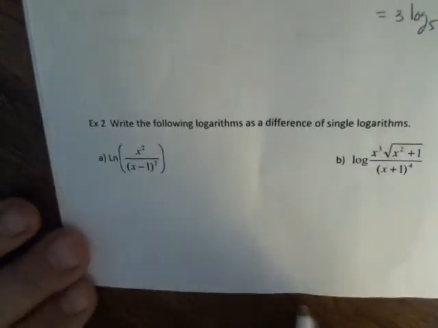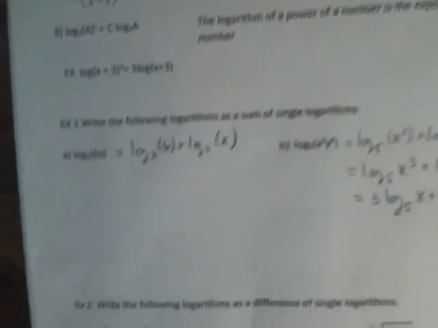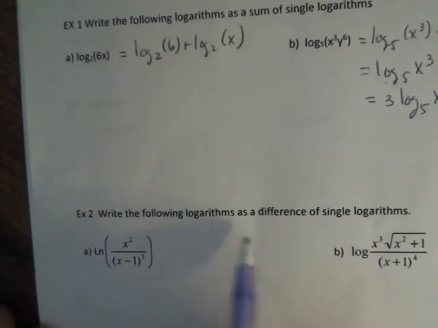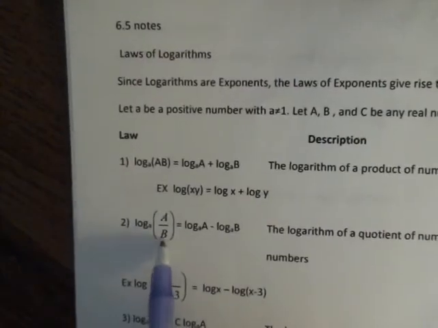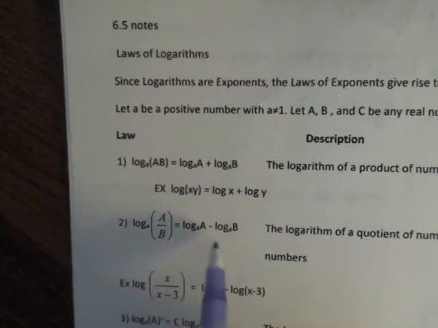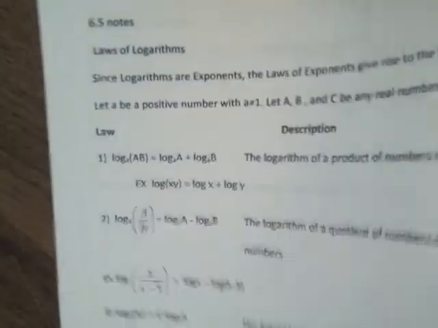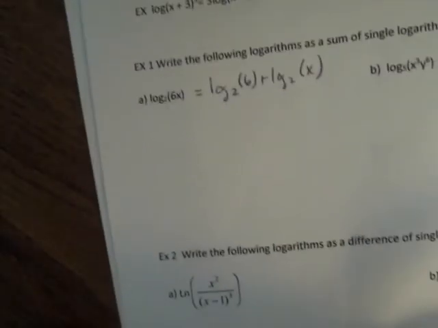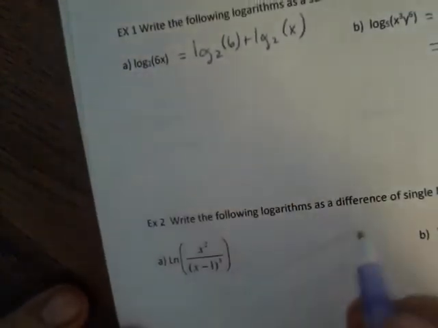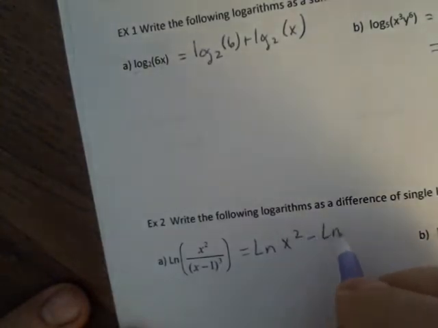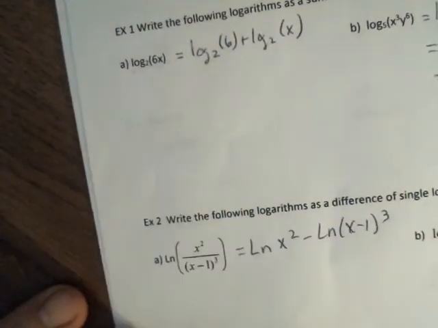So now I'm going to write these single logarithms as a difference. This looks just like law 2. That's all you got to do for these. If I have the log, and it doesn't matter, natural log, common log of a quotient, we take the log of the numerator minus the log of the denominator. So this right here would give us natural log x squared minus natural log x minus 1 cubed.